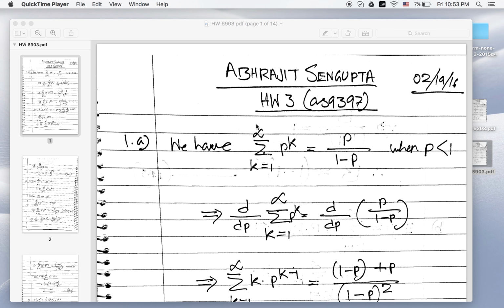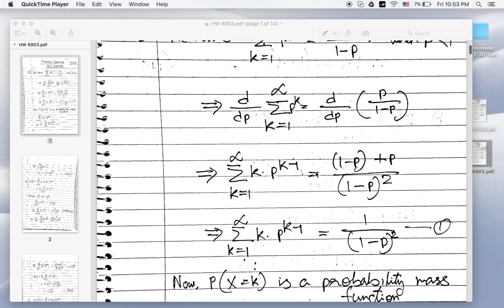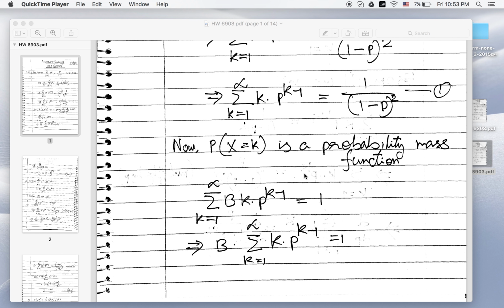So we know for a geometric series the summation is p by 1 minus p if p is less than 1. So the probability mass function was like this, summation of b into k into p to the power k minus 1. So b is a constant, we take this constant out of the summation part and we get the summation k into p to the k minus 1. As this is a probability mass function, its summation should be 1, that we have written here.